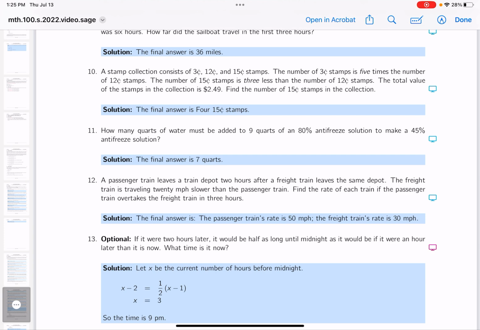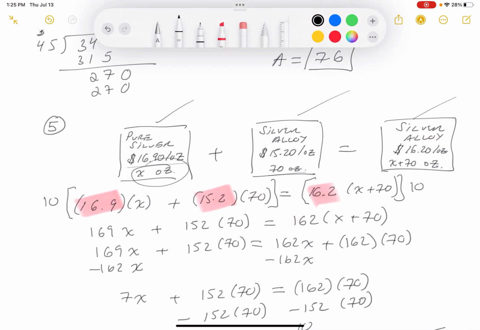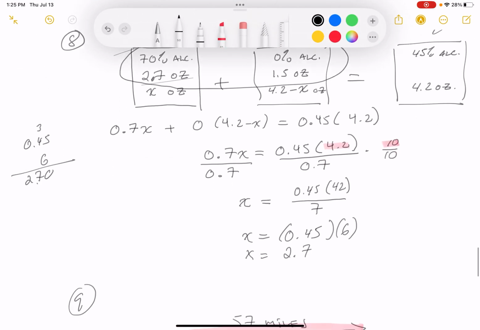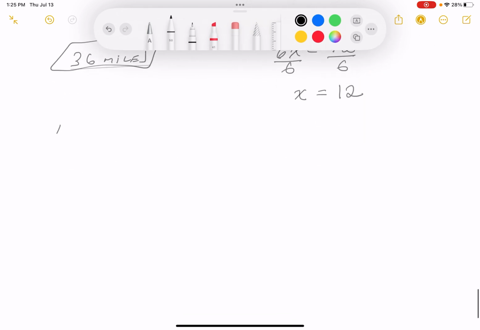I'm not asking you to memorize what you've read, by the way. It goes on to say the total value of the stamps in the collection is $2.49. Find the number of 15-cent stamps in the collection. So I'm going to go to the whiteboard. And what I do know about this problem, problem number 10, is there's a collection of stamps.